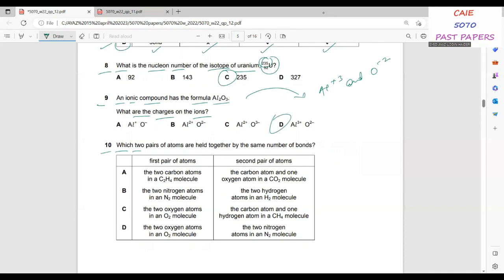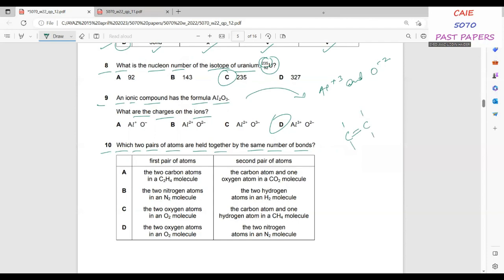Number 10. Which two pairs of atoms are held together by the same number of bonds? Two pairs of atoms, they are held together by the same number of bonds. Read this statement again if you face problems, because it's a tricky one. A, in the first column, they are talking about the first pair of atoms. In the second column, they're talking about the second pair of atoms. A, two carbon atoms in a C2H4 molecule.